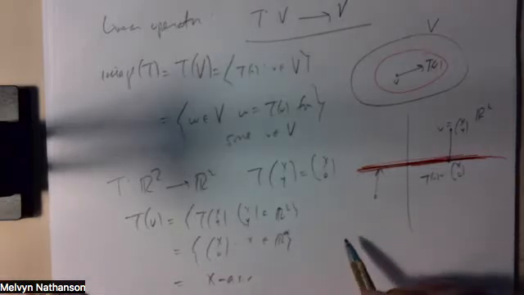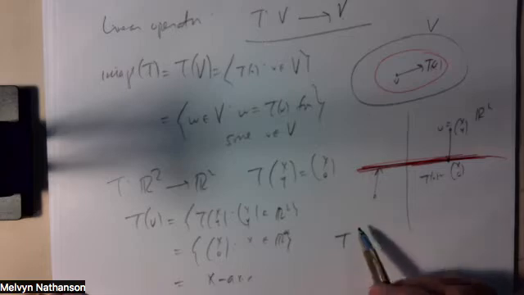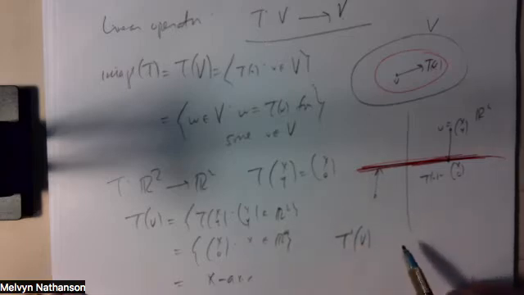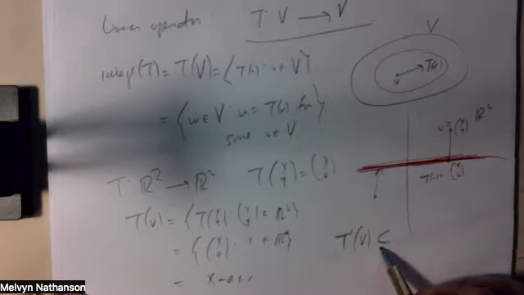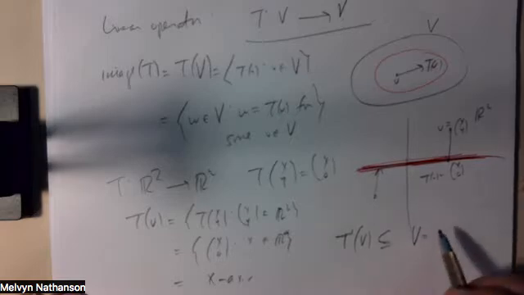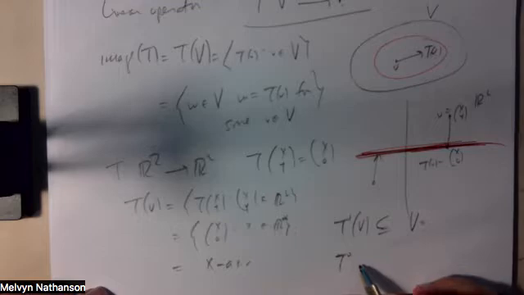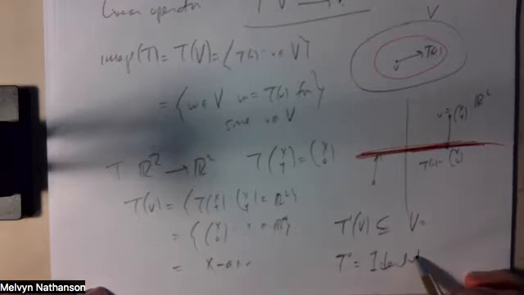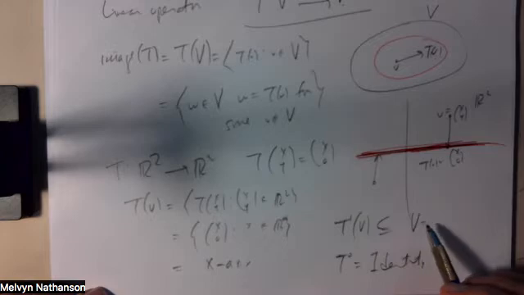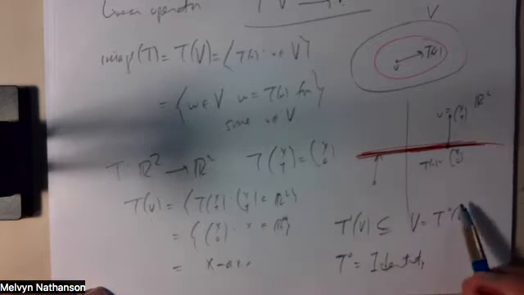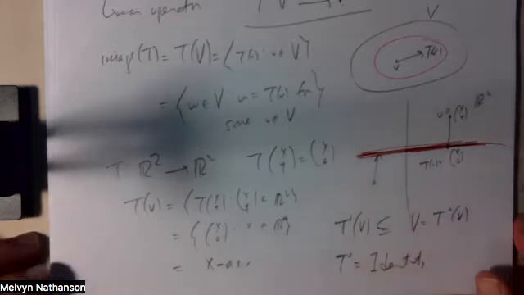And so T of V, think of this as T to the first power of V. Well, it's certainly contained in V, and we usually define T to the power 0 of any operator to be the identity. So T to the first power of V is certainly contained in T to the zero of V, because this is the subspace.